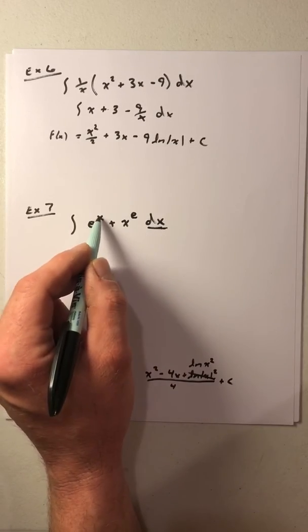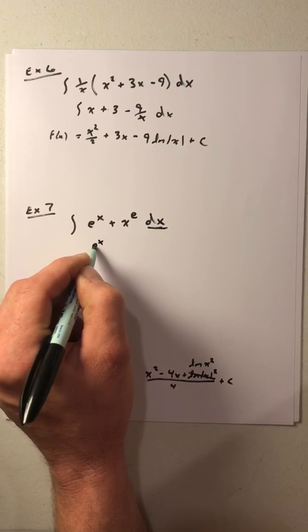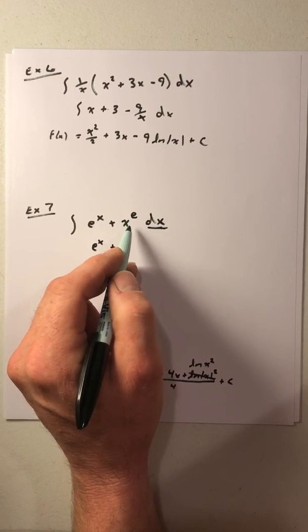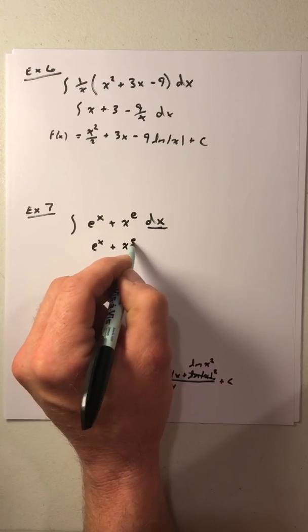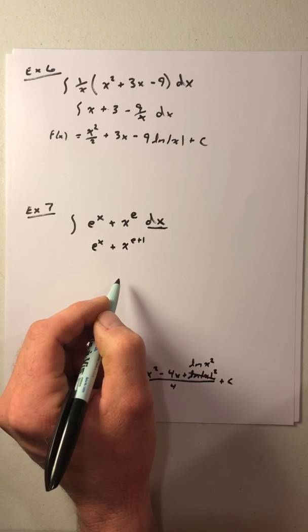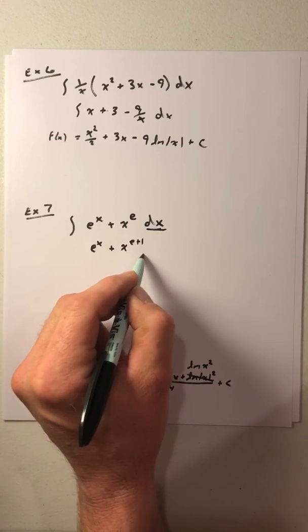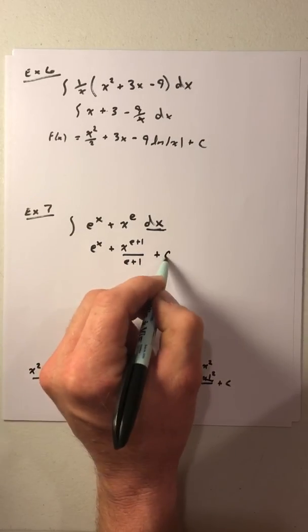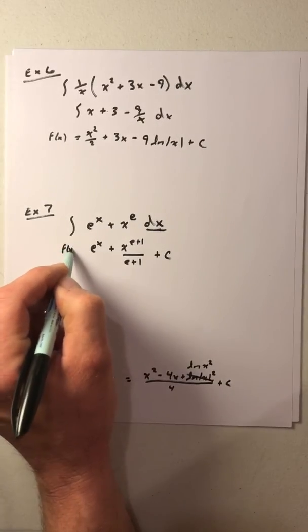So if I integrate e to the x, the integration of e to the x again gives us e to the x. The integration of x to the e, well, if I have x to a number, our rule is to add 1 to the exponent. So I have x to the e plus 1. I'm going to divide by that new exponent, which is e plus 1, and then I'm going to add c. And there's our answer. And we're going to go ahead and leave it like that.